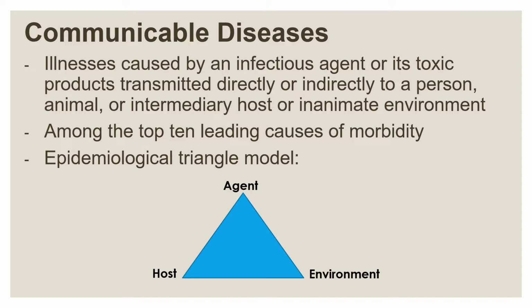We have what we call the epidemiological triangle model. We have the three factors that are components of communicable disease. These are namely the agent, the host, and the environment. So when we say agent, this is the organism involved in the development of disease.